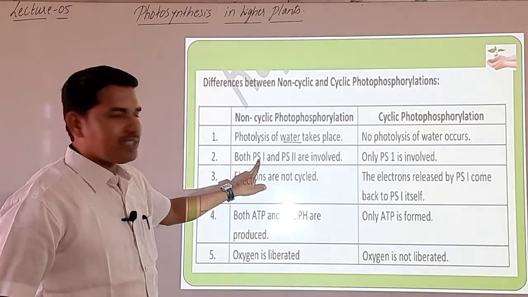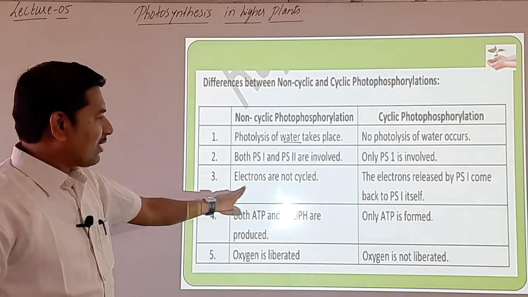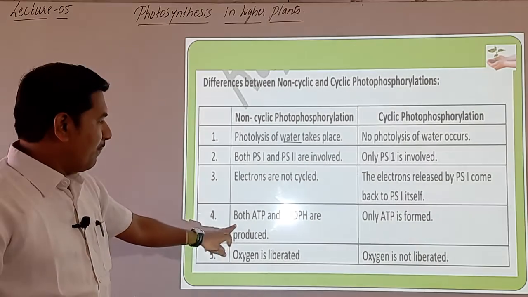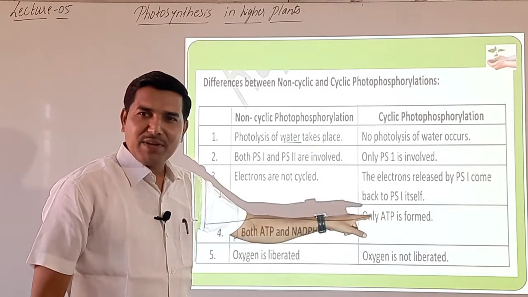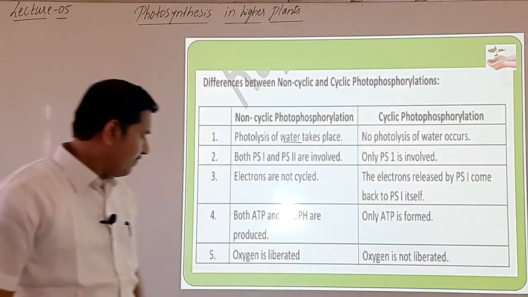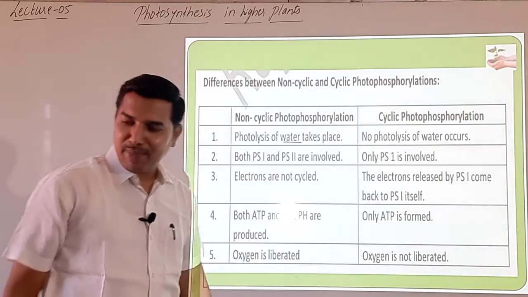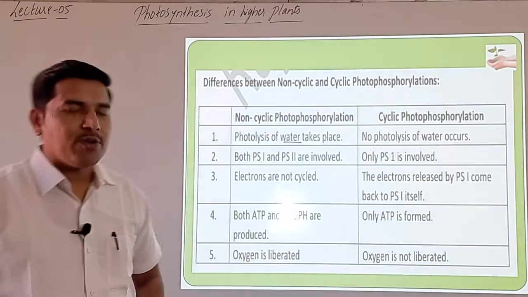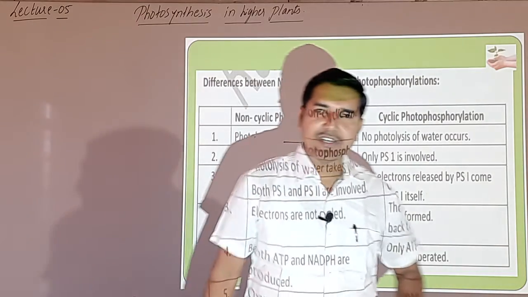In non-cyclic, both photosystem 1 and 2 are involved. In cyclic, only photosystem 1 is involved. In non-cyclic, electrons are not cycled, while in cyclic, electrons are cycled, which we already know. In non-cyclic, both ATP and NADPH are produced, while in cyclic only ATP is produced, as you saw in the cycle. In non-cyclic, oxygen is liberated, while in cyclic, oxygen is not liberated. So that's the difference between cyclic and non-cyclic photophosphorylation.